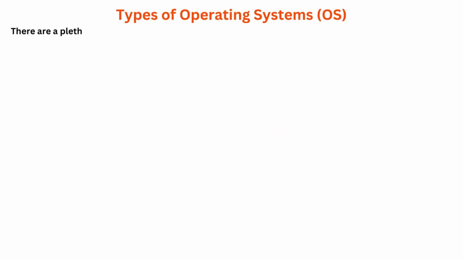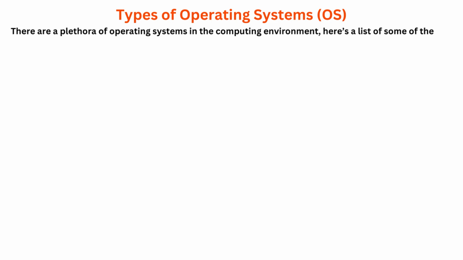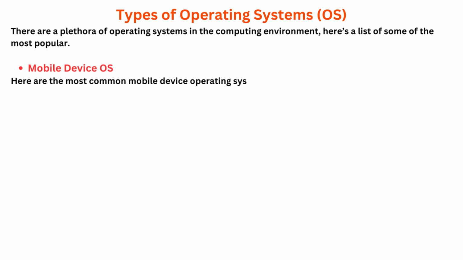Types of operating systems, OS. There are a plethora of operating systems in the computing environment. Here is a list of some of the most popular. Mobile device OS. Here are the most common mobile device operating systems.